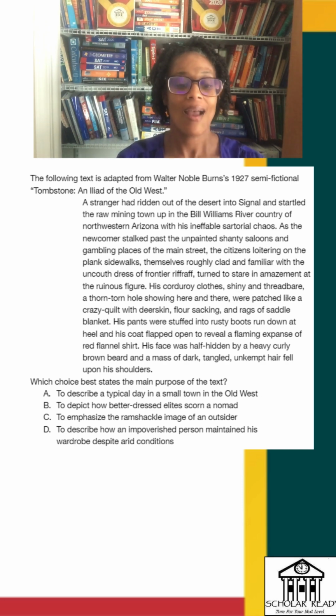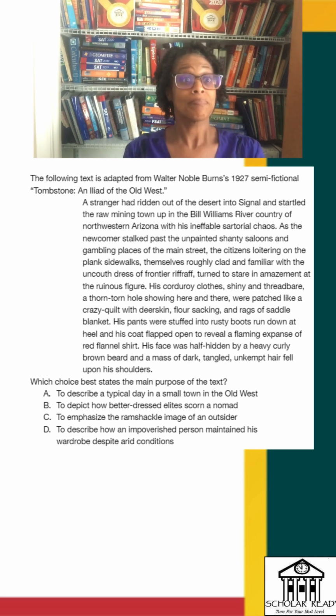All right. Which choice best states the main purpose of the text? All right, A, to describe a typical day in a small town in the Old West. That doesn't match what I said. B, to depict how better dressed elites scorn a nomad. So that can't be true because we don't necessarily know if these people are elites. We don't know if they're the top of the society. Also, yes, they do stare at the stranger in amazement, but we don't see evidence of the elites intensely disliking this person.